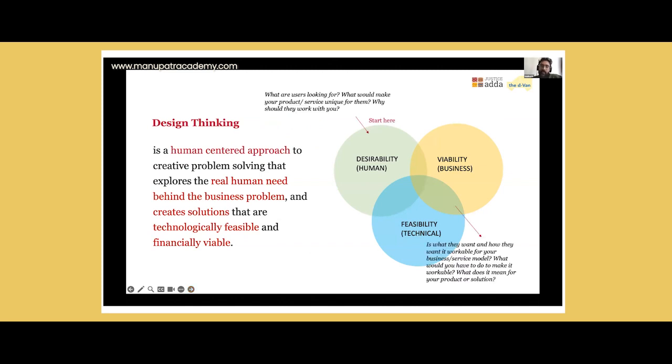When we are interested in the question of desirability, we're interested in asking what it is that users are looking for. What is the kind of product that is unique to them, and why should it work for them? In a legal setting, we need to ask the question of when we are offering advice, when we are providing a particular service, are we doing this from the standpoint of what is in the interest of the customer themselves.